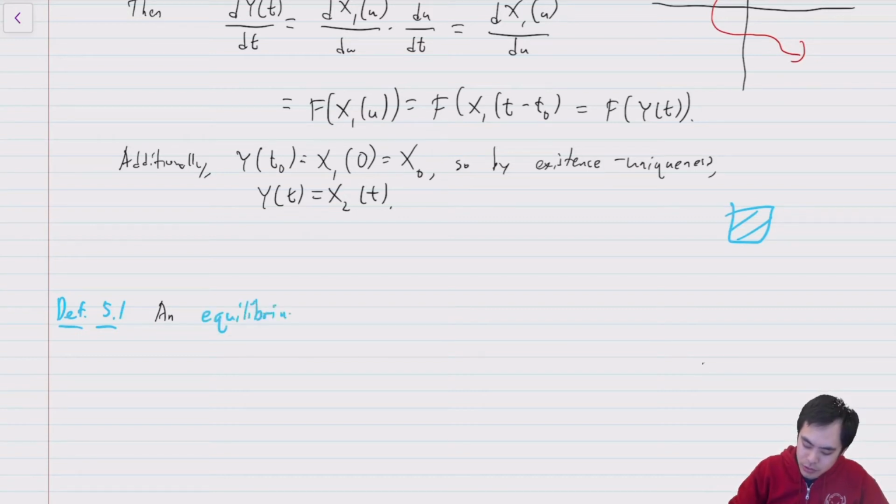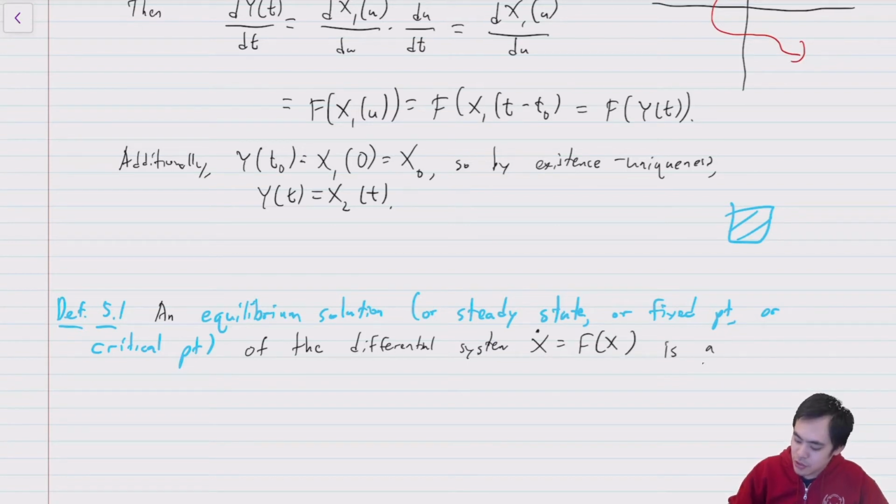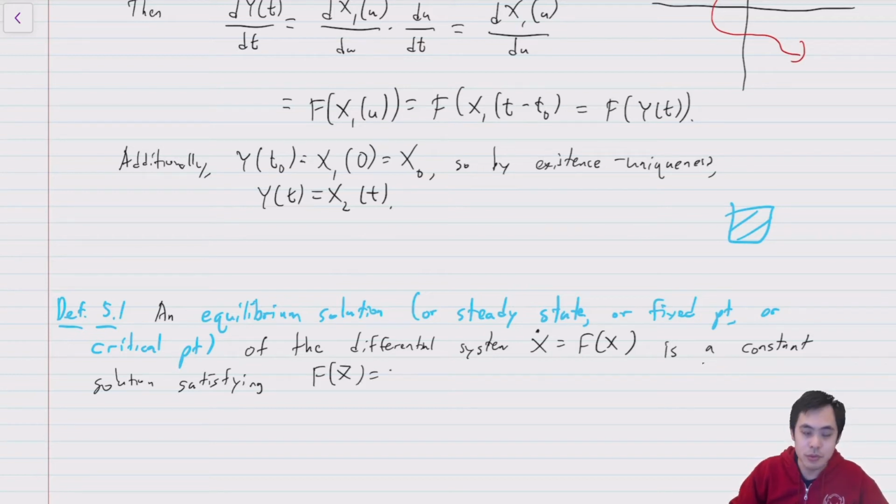An equilibrium solution, which is also known as a steady state or a fixed point or a critical point, of the differential system x dot is equal to f of x, well, this is just a constant solution, a constant solution satisfying f of x bar is equal to 0.